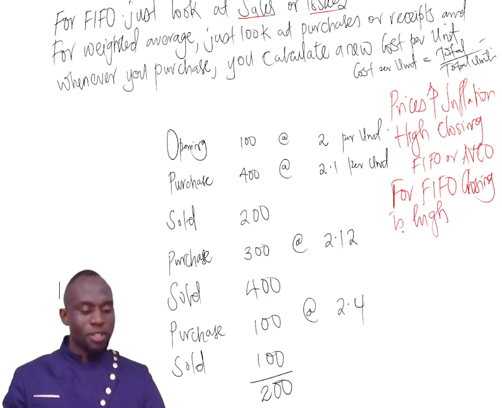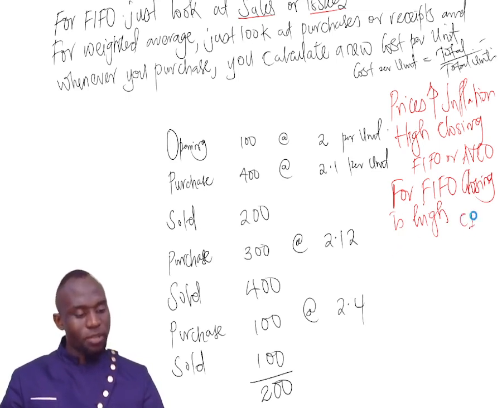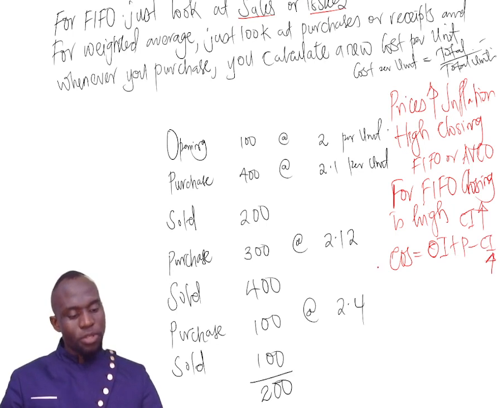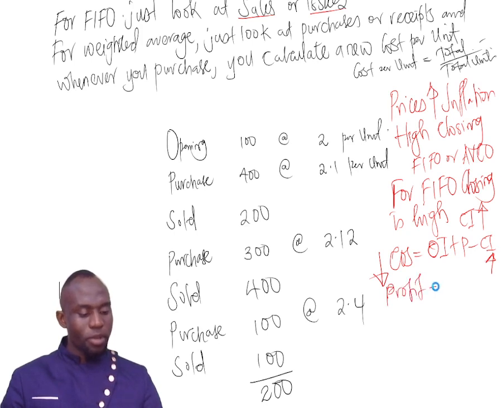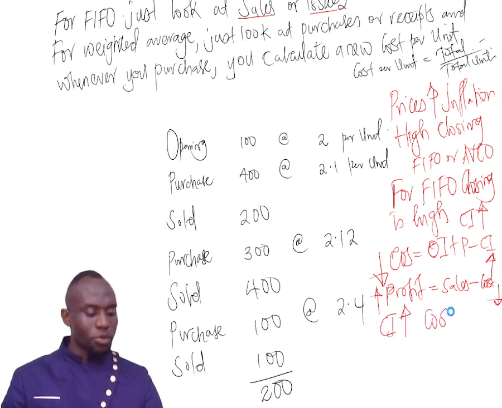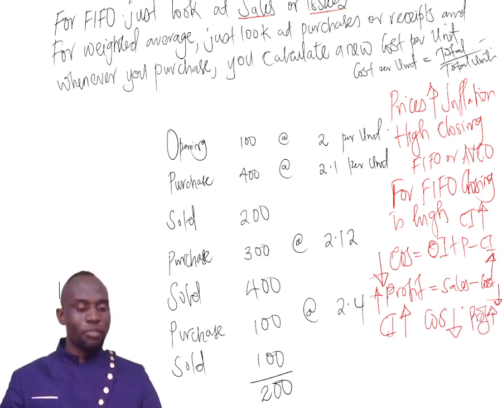Then we go back to what we did first. If closing is high, then what happens to cost of sales? We said cost of sales is opening inventory plus purchases minus closing inventory. So if closing is a big figure, it means cost of sales would be a small figure. And if cost of sales is a small figure, then our profit would be a big figure, because we are subtracting a small figure. So if there is inflation with FIFO method, closing is going to be a big figure, cost of sales would be a small figure, and profit would be a big figure compared to weighted average.